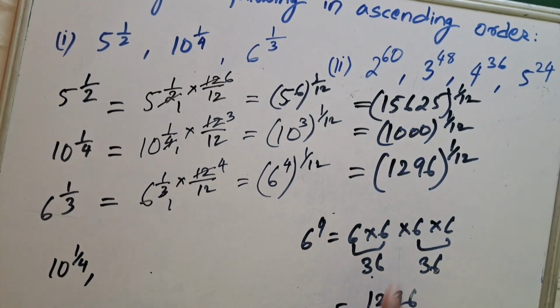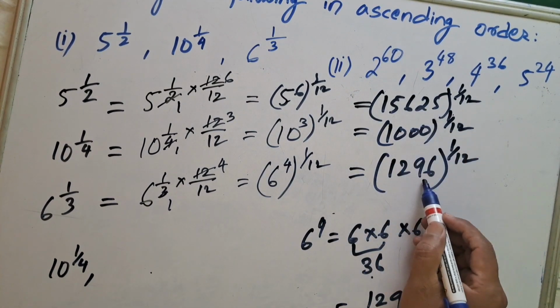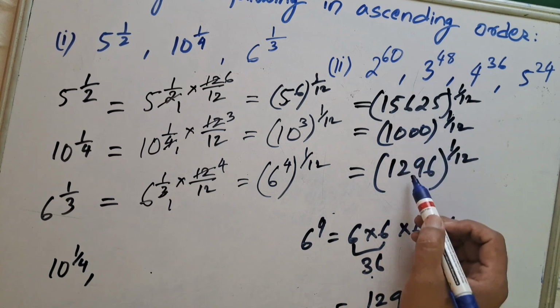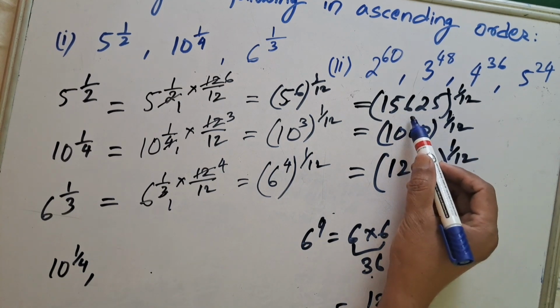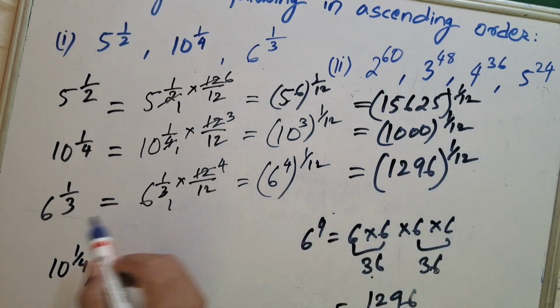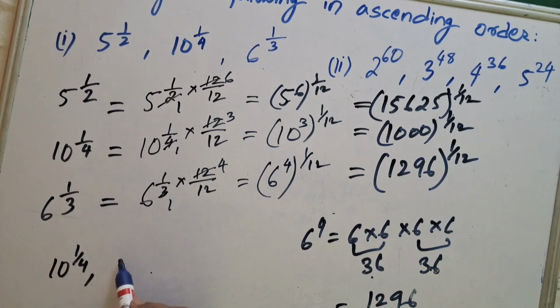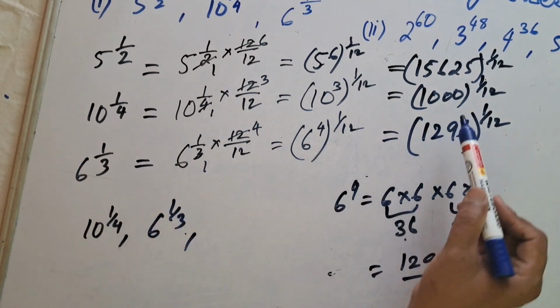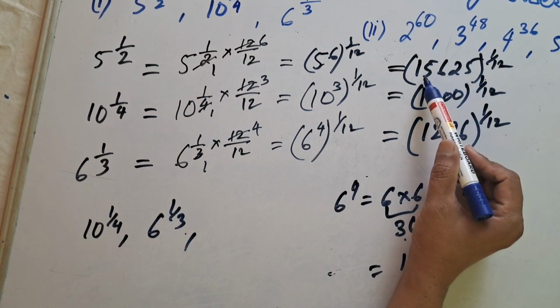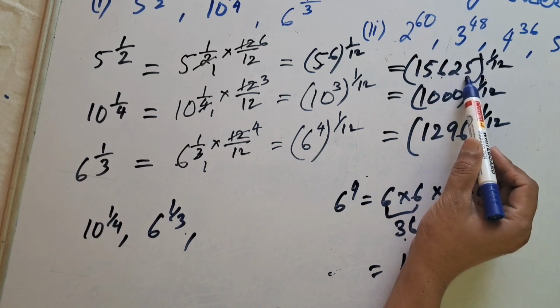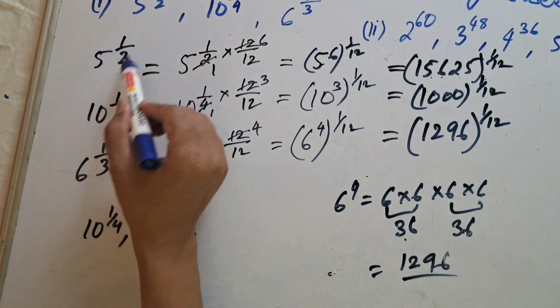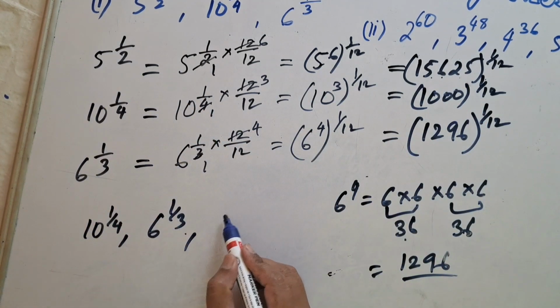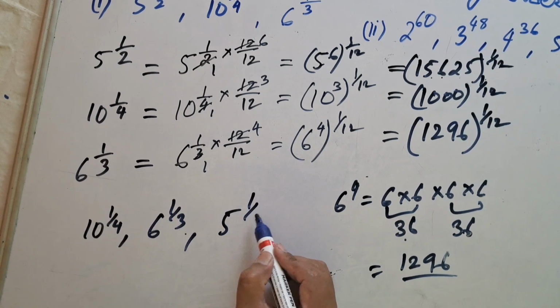The next number among these two is 1296, which is smaller than this. So 1296 comes from this number, 6 to the power 1 by 3. And then the biggest one, or the greatest one, is 15625, and this number comes from 5 to the power 1 by 2.